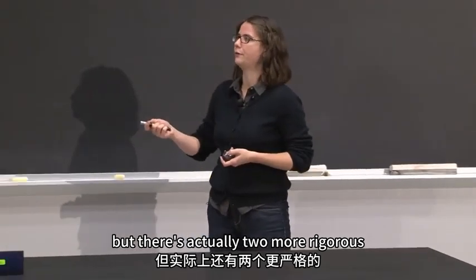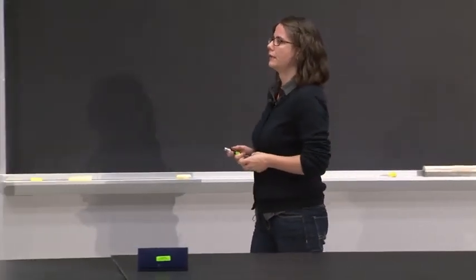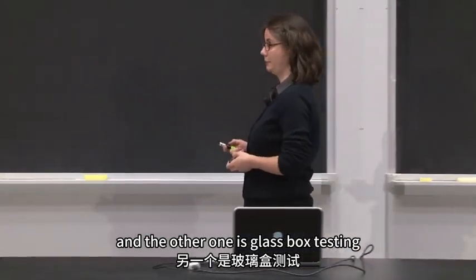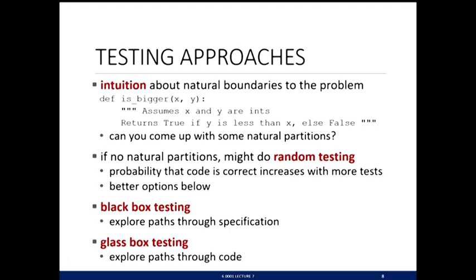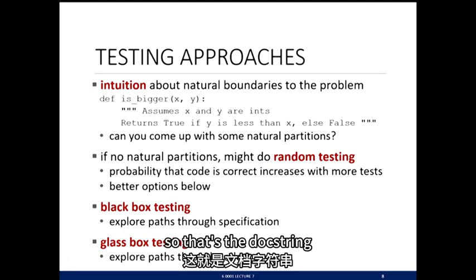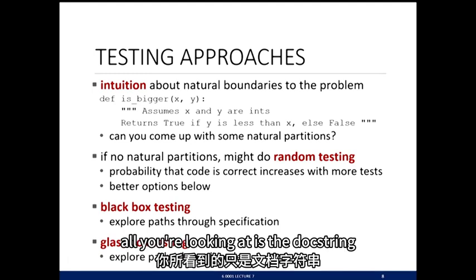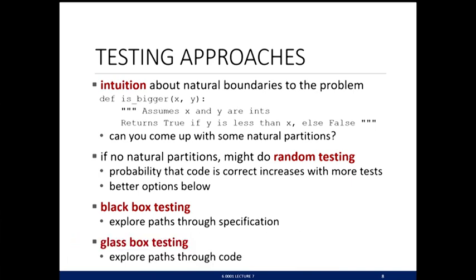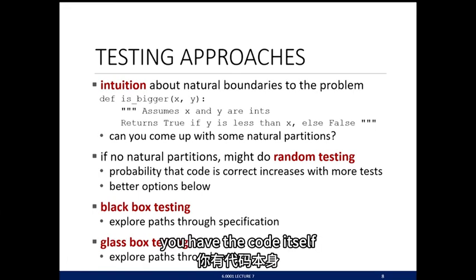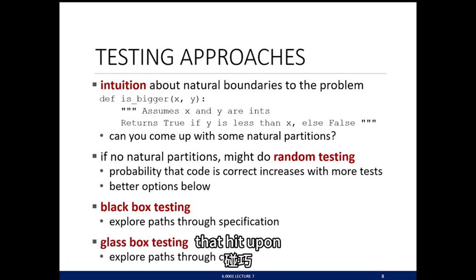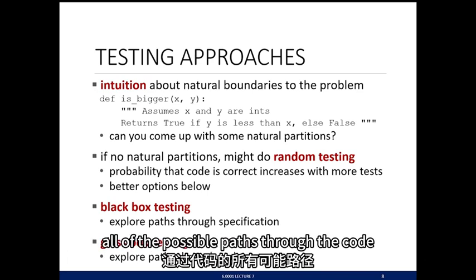But there's actually 2 more rigorous ways to do testing, and one is black box testing, and the other one is glass box testing. In black box testing, you're assuming you have the specifications to a function, so that's the docstring. All you're looking at is the docstring and coming up with some test cases based on that. In glass box testing, you have the code itself, and you're trying to come up with some test cases that hit upon all of the possible paths through the code.